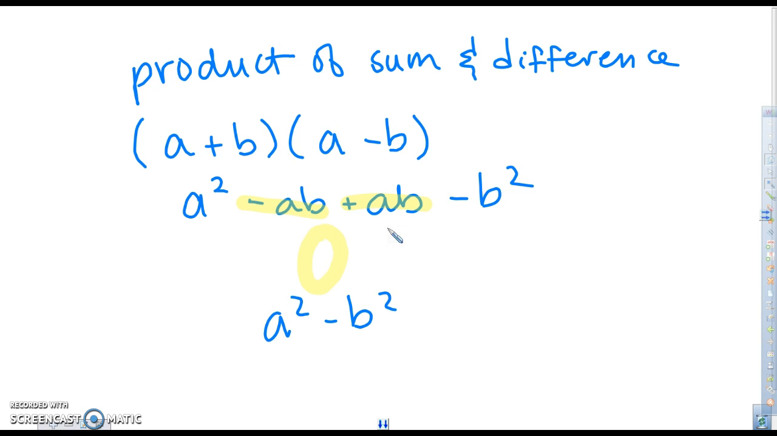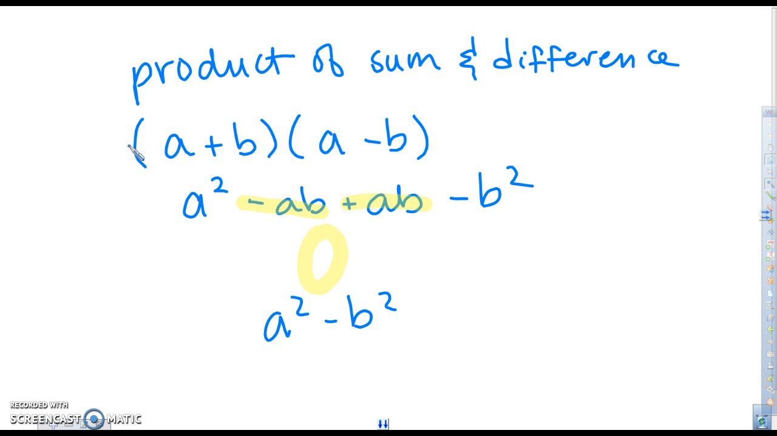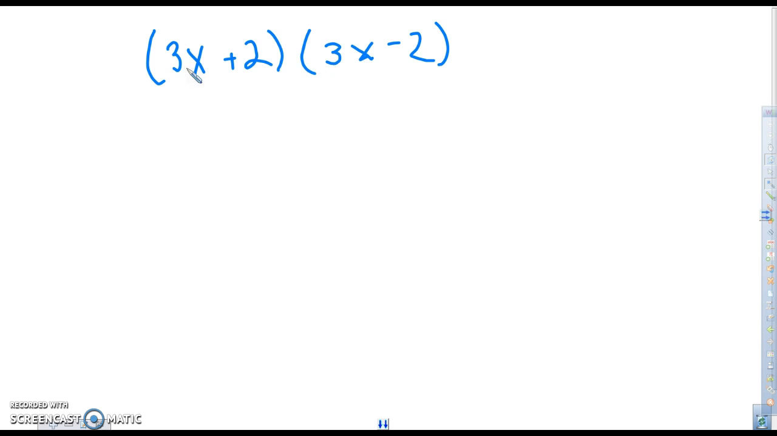Let's do an example of this together. Let's say I have 3x plus 2 times 3x minus 2. Well, I see that I have a product of a sum and a difference, so I know I can jump down to here. So I'm going to square my first terms. 3x times 3x would give me 9x squared, minus my last terms, 2 times 2 would be 4, and my middle terms have dropped out completely.